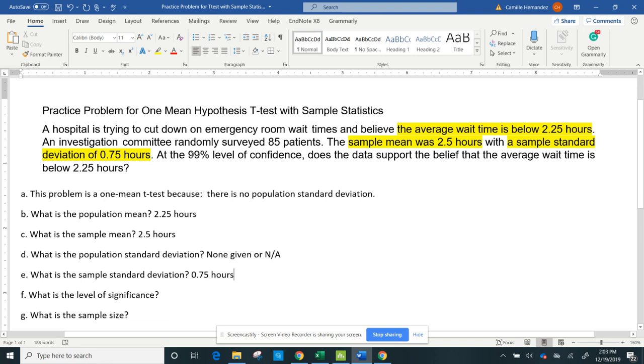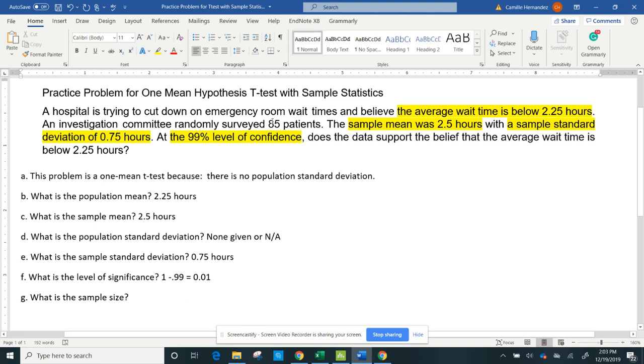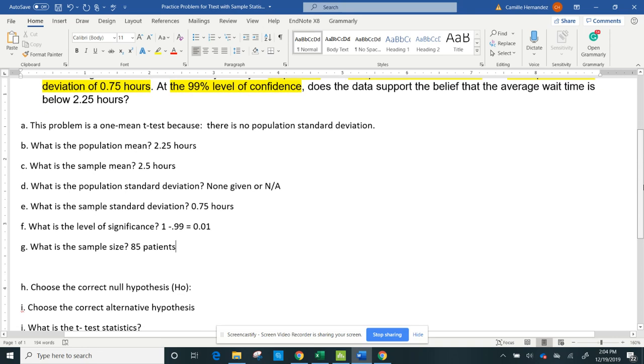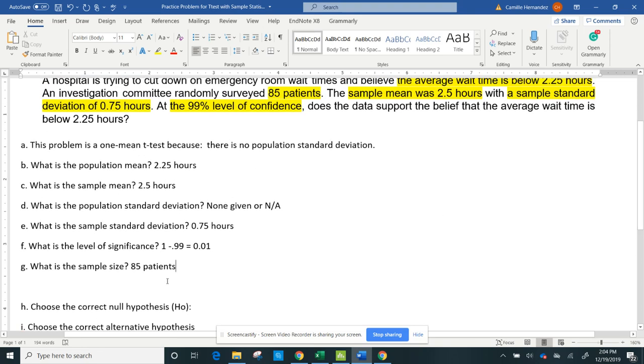And then level of significance. I'm not given a level of significance, but I'm given a level of confidence. So 1 minus 0.99, where I convert that percentage to a decimal, equals 0.01. Okay, so that's my level of significance. Sample size, 85 patients. And then I can do the correct null and alternative hypotheses.